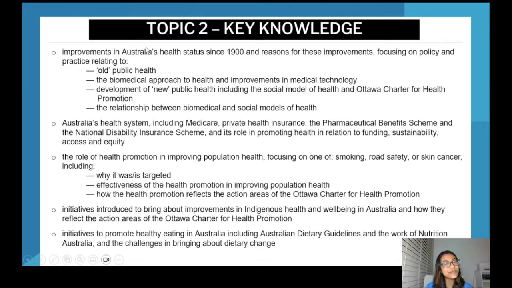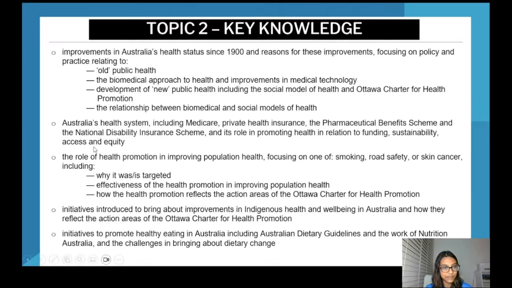Okay, so we've got improvements in Australia's health status since the 1900s and reasons for these improvements. Sorry, we're on area of study 2 in unit 3. And then we've got a focus on policy and practice relating to the different models of health, and health promotion and everything like that. The Ottawa Charter, and the relationship between the different models of health as well: comparing and contrasting, similarities, differences, advantages, disadvantages. There's a lot of content in health, guys.